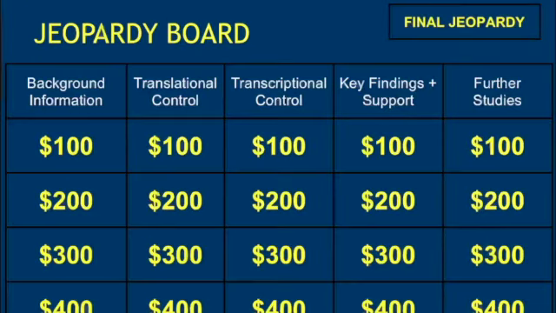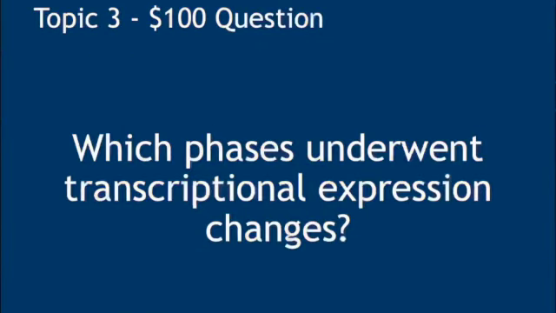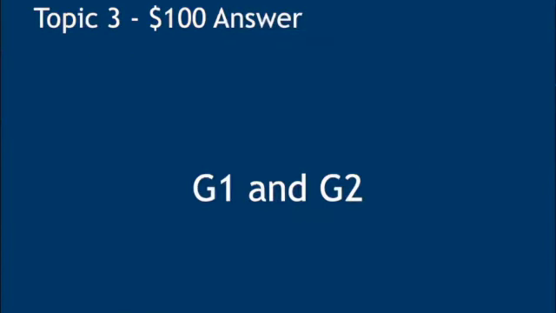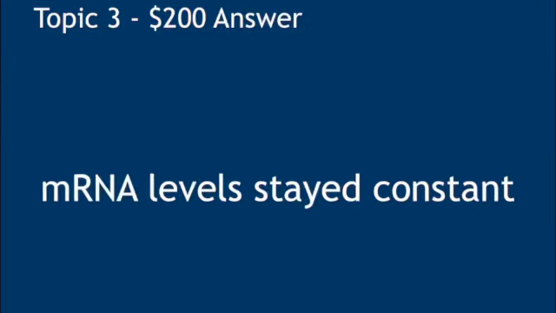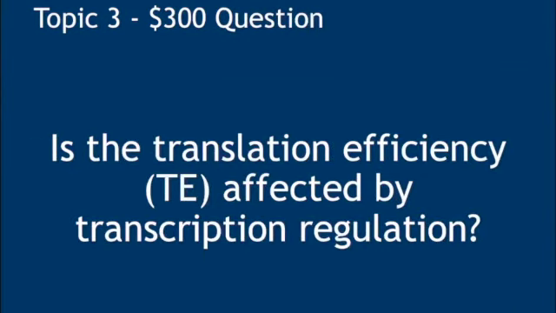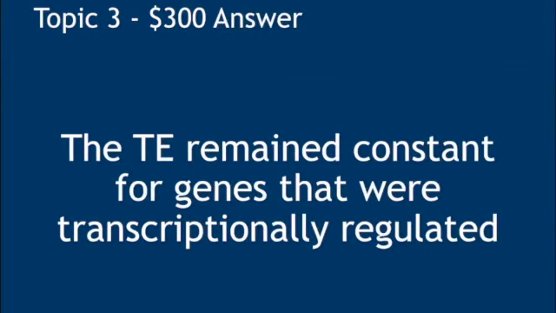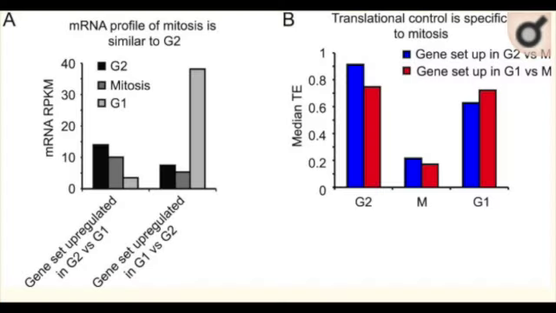I'll go into some of the transcriptional controls that are undergone in the process of mitosis. Transcriptional changes that occurred in mitosis weren't as varied as with translation. They affected G1 and G2, as well as they had gene-specific regulation in the M phase, where the mRNAs actually stayed constant. So the translational efficiency actually remained constant for items that were transcriptionally regulated, and these results basically indicate that gene-specific translational regulation affects a different set of genes.